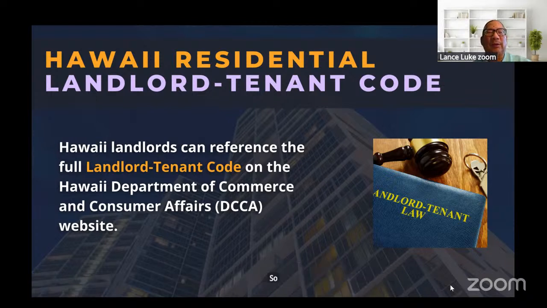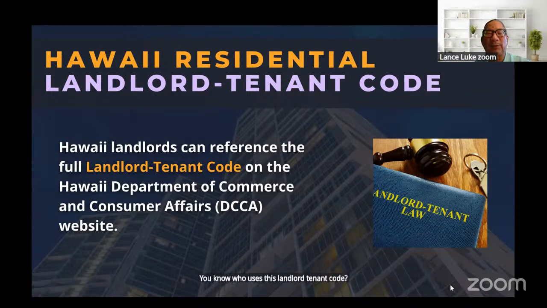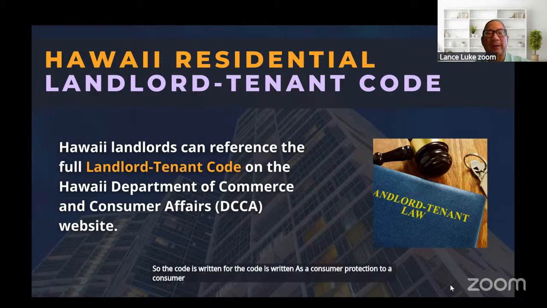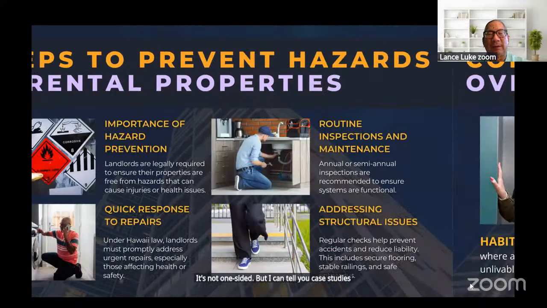So Hawaii landlords can reference the full landlord tenant code, which is on the Hawaii DCCA website, the Department of Commerce and Consumer Affairs. You know who uses this landlord tenant code also? Tenants. So the code is written as a consumer protection to protect both landlords and tenants. Okay, it's not one-sided, but I can tell you case studies after.